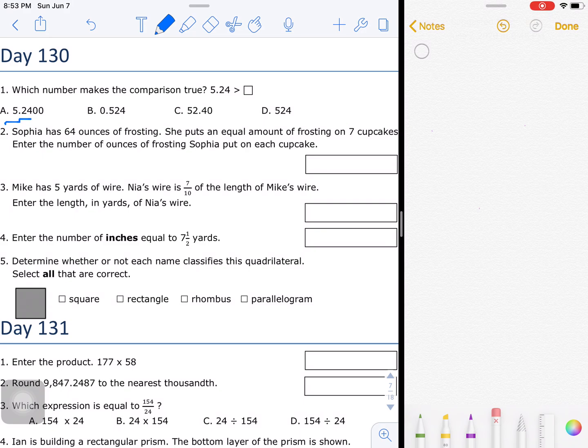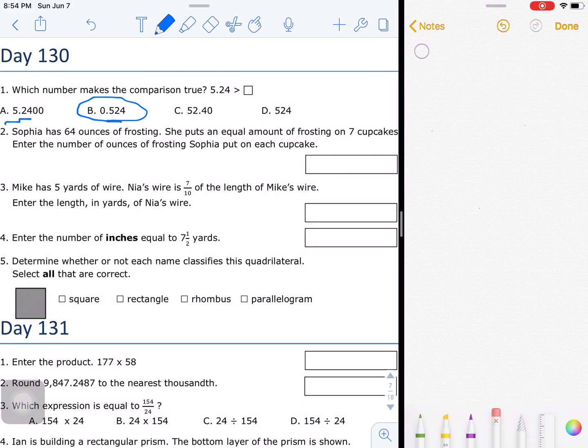Is it greater than 524 thousandths? Well, yes, it is. All right, and just double check. 52 is greater than, so 5 and 24 hundredths is not greater than 52, and it is not greater than 524. So B is the only thing that will work.